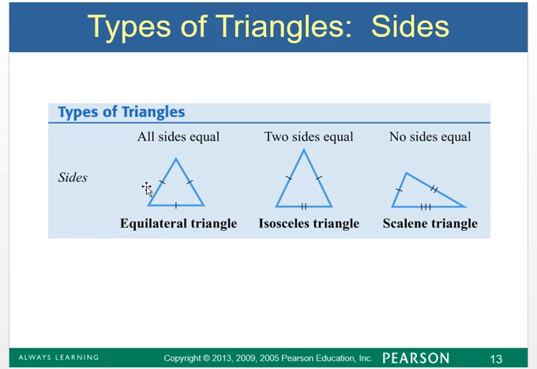Then types of triangles by sides. When all sides are equal, we have an equilateral triangle. When two sides of a triangle, like this side and this side, are equal, then we have an isosceles triangle. When no sides are equal, we have something called a scalene triangle.